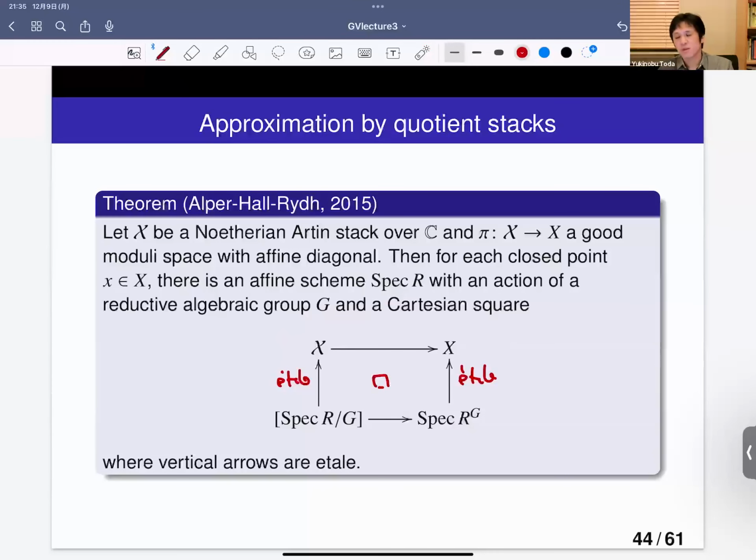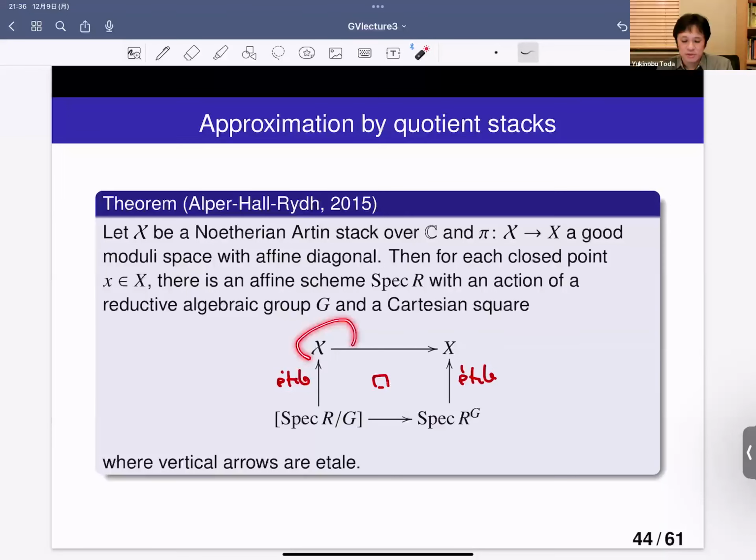And this is Cartesian. So this means that if the stack admits a good moduli space, then it is étale locally on the good moduli space isomorphic to such a quotient stack, where the action is given by some reductive algebraic group. So this is quite a strong and useful result: if we know that the stack is a quotient stack, then we can analyze this stack using the representation theory of this group G.